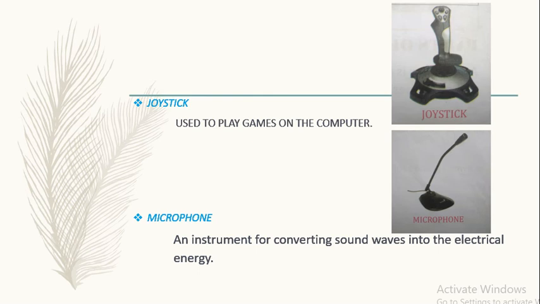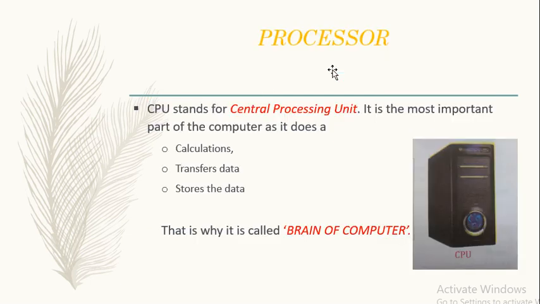While playing video games, you use this particular device, which is called a joystick. This is the picture of your joystick. Now we are moving to the next one, which is microphone. It is an instrument for converting sound waves into electrical energy. This particular device is used for converting the sound wave into electrical energy so that the computer can understand the input.